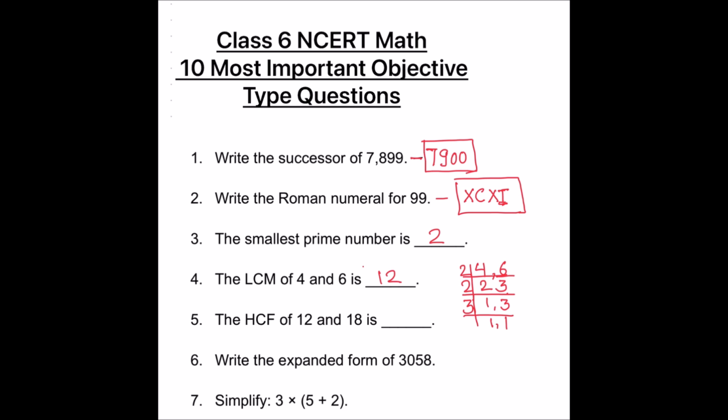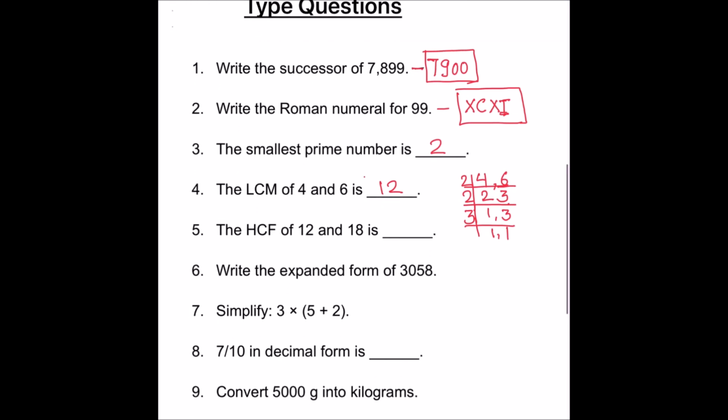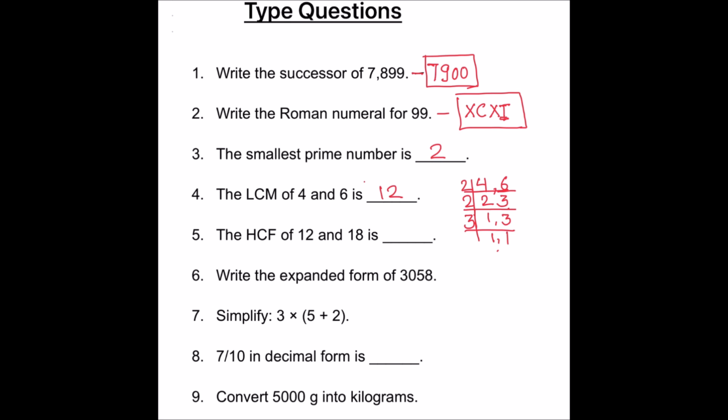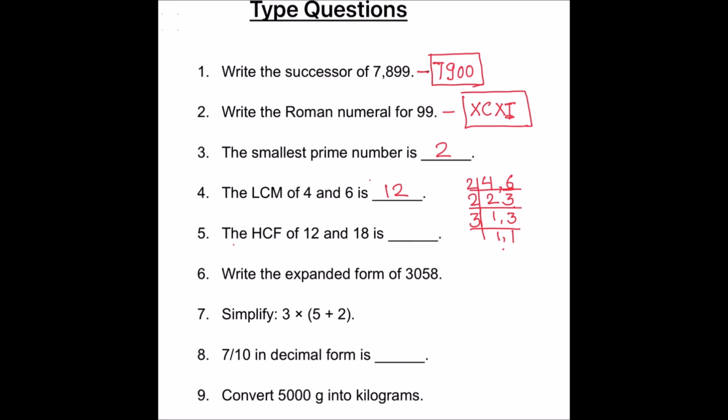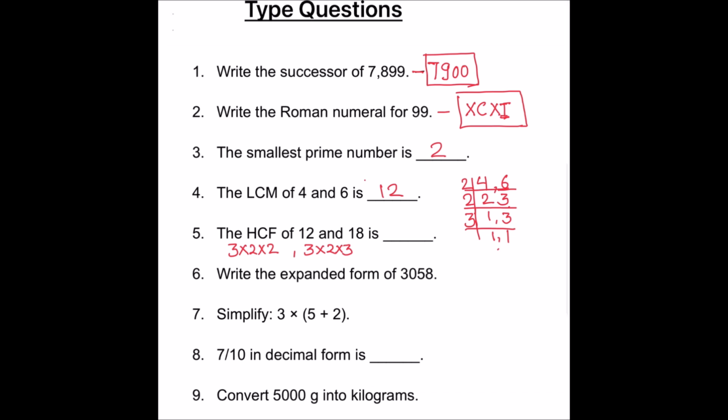Next one is the HCF of 12 and 18. Let's find the HCF of 12 and 18. So the factors of 12 are 3 times 2 times 2. And the factors of 18 are 3 times 2 times 3. So HCF will be the common factors. Let's find the common factors, which are 3 and 2 here and 3 and 2 here. So the HCF of 12 and 18 will be 3 times 2, which is 6.